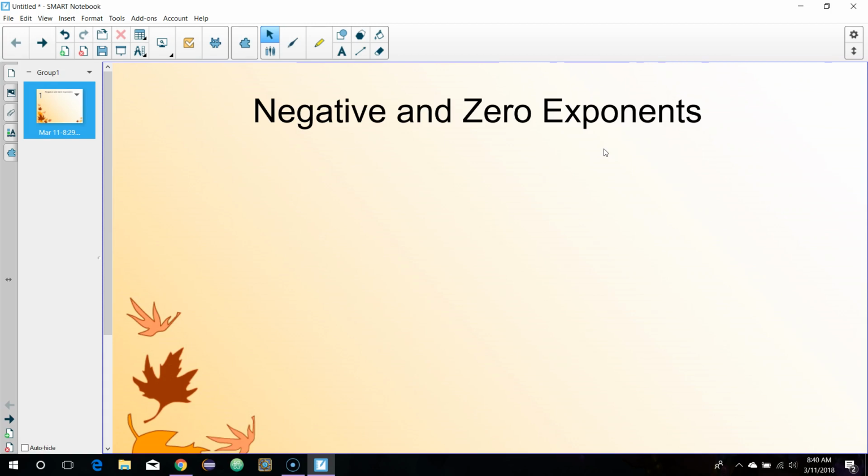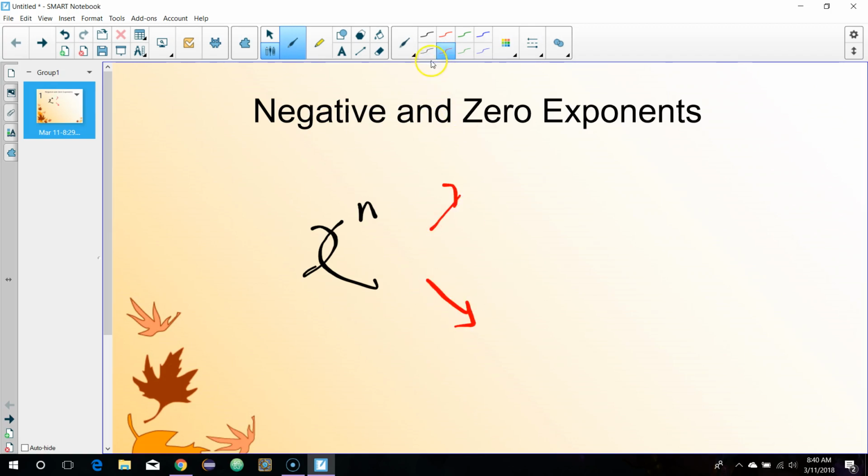So, negative and zero exponents. As the name implies, we are talking about things that look like this. If you remember, this is the exponent, this is the base, that's the exponent. There are two scenarios we want to deal with today.